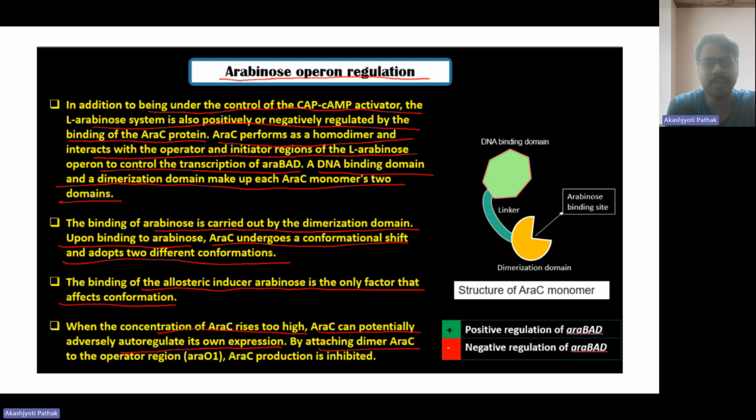Upon the binding of the arabinose, AraC undergoes a conformational shift and adopts two different conformations, through the binding of the allosteric inducer arabinose. Once the arabinose binds to this dimerization domain, there is a conformational change, which causes the AraC concentration to rise, and it can now negatively auto-regulate its own expression by attaching as a dimer to the operator region.